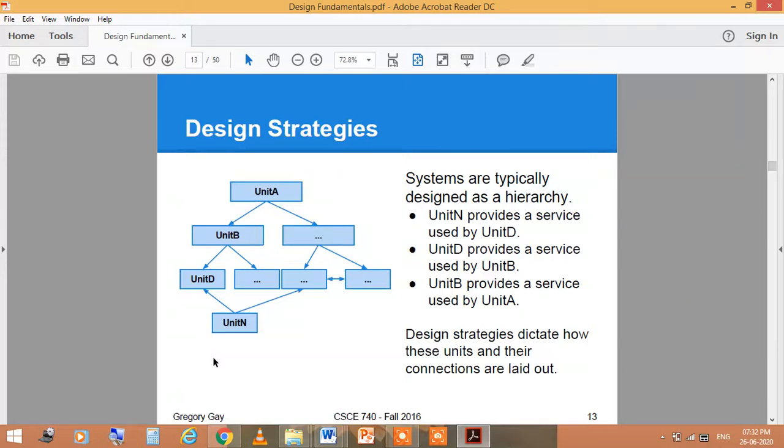Now come to the basic design strategies. In this, you see here in this diagram, systems are typically designed as a hierarchy. Unit N provides services used by Unit D, and Unit D provides a service used by Unit B. Unit B provides a service used by Unit A. So design strategies dictate how these units and their connections are laid out.